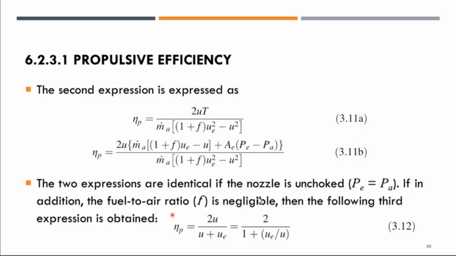If the nozzle is unchoked, we can have a more simplified expression, which is equation 3.12. And this is normally being used as a simplified version for turbojet engine, ramjet, and scramjet engine. The zeta P, the propulsive efficiency, is just the component of the velocity of the aircraft, as well as the exit velocity.